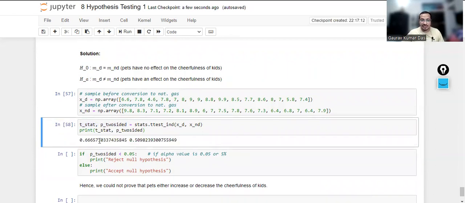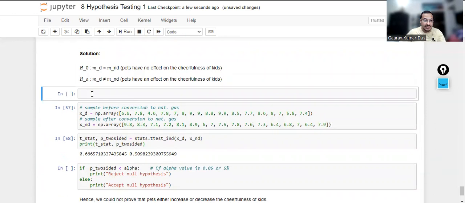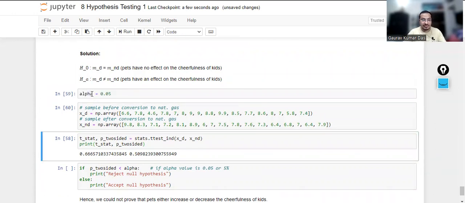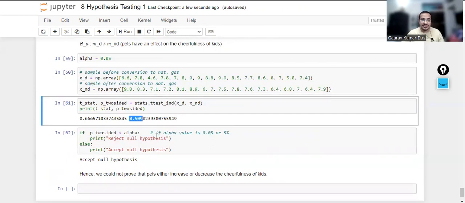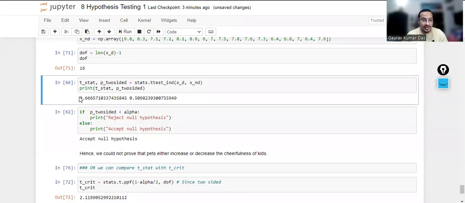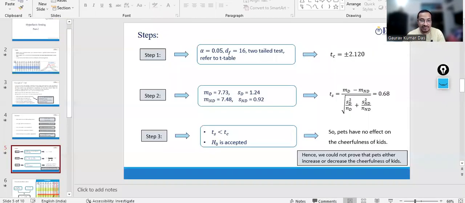So this is my p-value, this is my t-stat. And if I want to compare with alpha, this is alpha, which is typically assumed to be 0.05. Here we'll accept the null hypothesis, the same result we got in the slide as well, because the two-sided p-value is much higher than alpha. You can see the p-value calculated as 0.509, and the t-stat as 0.67, the same value we got in the calculation from the slide.